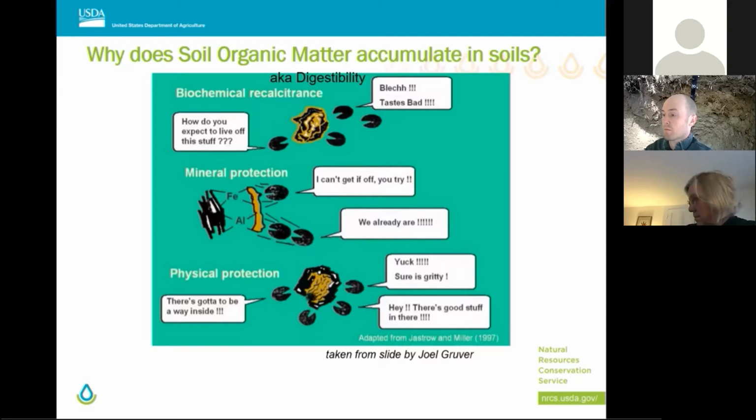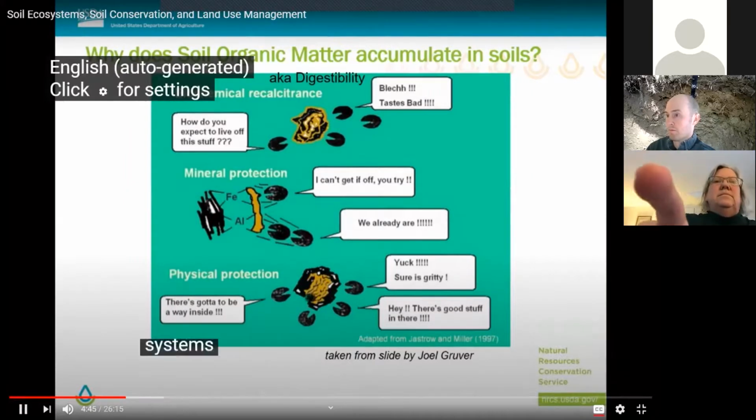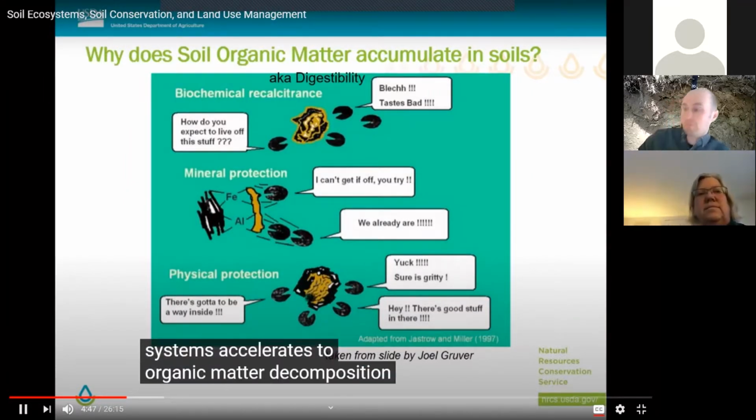Mineral protection is another reason. Soil carbon may be tightly bound to soil mineral particles, so tightly that microorganisms can't access them. Last reason is physical protection. Soil organic matter is protected within soil aggregates. Microorganisms cannot access physically protected soil organic matter until the aggregate is disrupted by something like a plant root or mechanical disturbance. This concept is related to why tillage in agricultural systems accelerates soil organic matter decomposition.